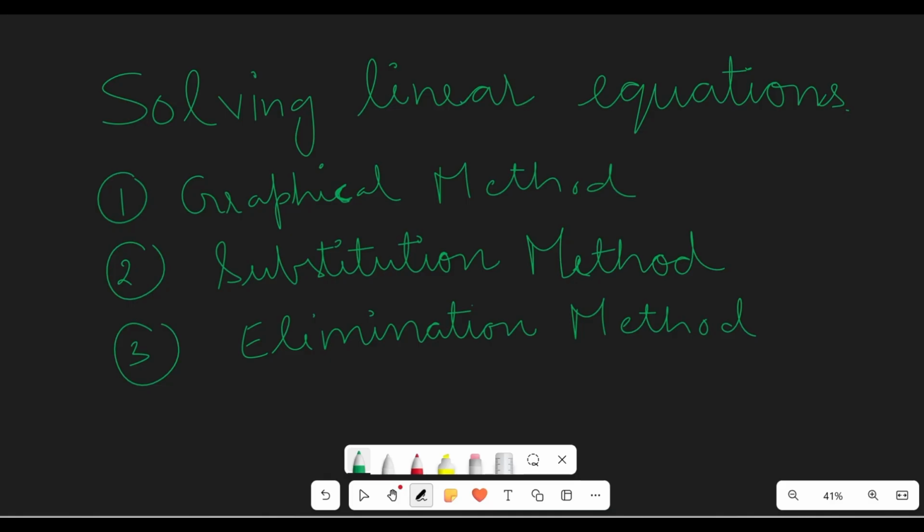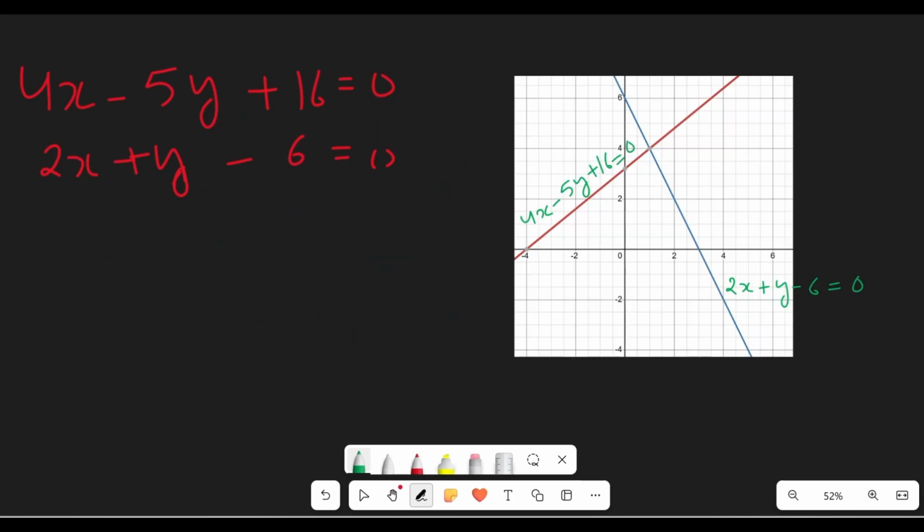Now if they have given me two linear equations and I have to solve them, there are three methods. Graphical method, I will plot the graph for both of them and find where they intersect. Substitution method and elimination method. So I have plotted two lines and I am seeing this is the point which lies on both the lines. Here both the lines are intersecting at this point 1, 4, which is the solution of these two lines.